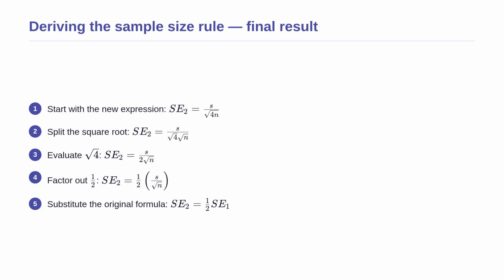But wait, s over the square root of n is exactly our original formula for SE1. Therefore, SE2 equals exactly 1/2 of SE1. We have mathematically proven that to halve your uncertainty, you must multiply your sample size by 4. This happens entirely because of the square root in the denominator.